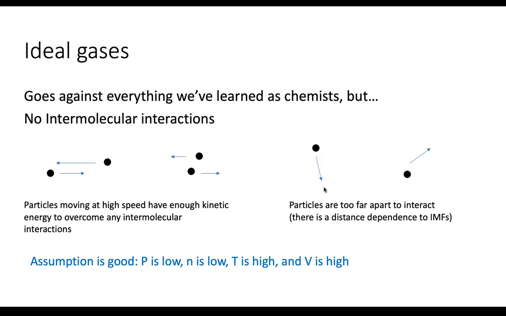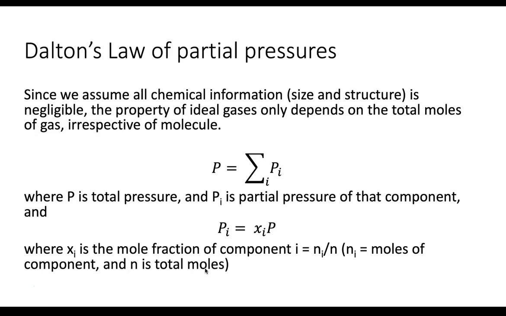And the other thing is that when they do actually get within a distance that the intermolecular force can interact, or the two particles, atoms, molecules can interact, we're going to assume that they're going at high enough speed, remember the temperature, that they pretty much have enough kinetic energy to overcome any of these intermolecular interactions. So this assumption is once again good when we have pretty much low pressure, high volume, really higher temperature, and low number of moles. So those assumptions are good under those conditions.